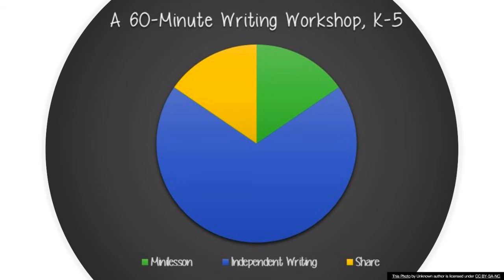Here's a nice graphic that shows you 3 of the 4 components of a writer's workshop. You can see that the green, the mini lesson portion, and the share time are approximately the same. The independent writing time in blue takes up a majority of the class period. This is because you want students spending their writing time writing.